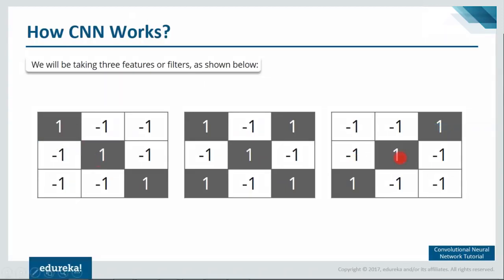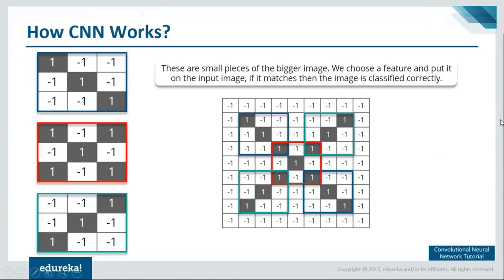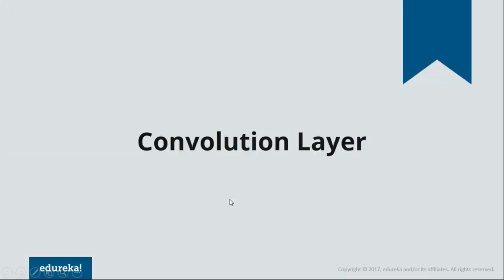We'll be considering these three features or filters. This is a diagonal filter, this is again a diagonal filter, and this is nothing but a small x. So we'll take these three filters and move forward. We are going to compare these features, the small pieces of the bigger image. We are going to put them on the input image, and if it matches, then the image will be classified correctly. Now we'll begin, guys.